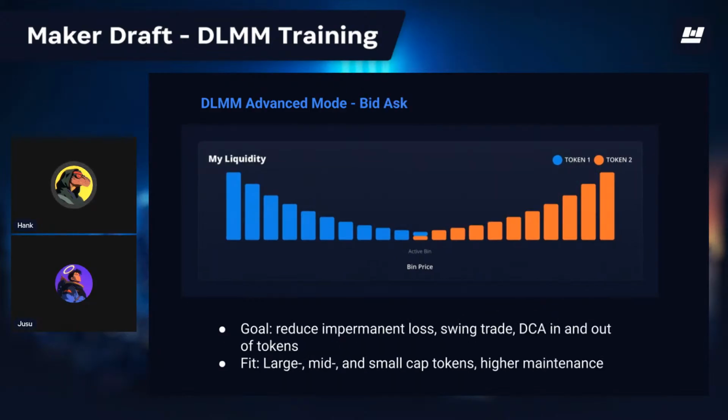large, mid, and small cap tokens, all kinds, but it just needs higher maintenance, as all of these DLMM strategies. And I would say also here, let's go directly into the protocol and deploy this strategy directly, so that we can see how this works.